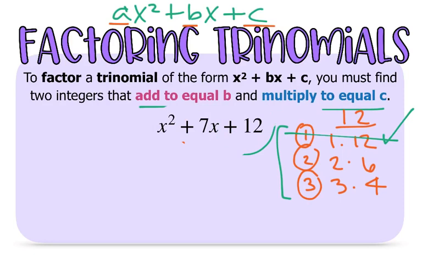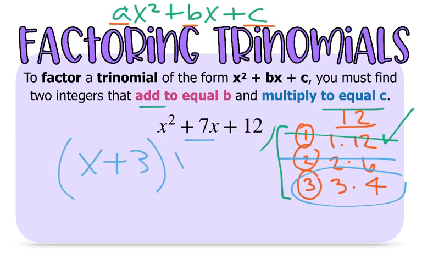Okay, let's look at option 2. 2 and 6 add to give me 8, and if they're both negative, it'd be -8. And that's not 7, so that does not work. And the last one, which is probably obvious all along, 3 plus 4 does add to get me 7. So then I can fill it in like this: x plus 3, x plus 4. Those must be the binomials that this came from.